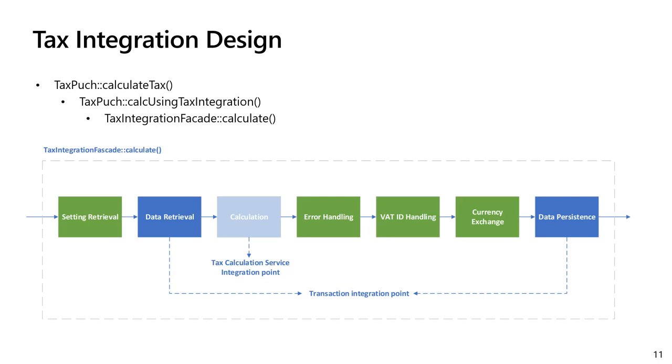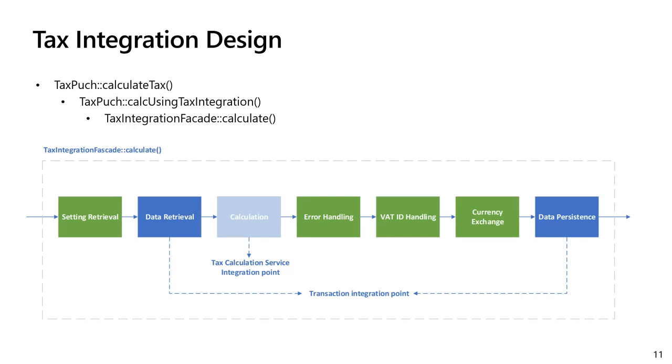The first block is setting retrieval. It will retrieve the tax parameters from our FNO and put them into the mechanism that will host the object. There will be an object called the tax document integration document that will save all the settings.